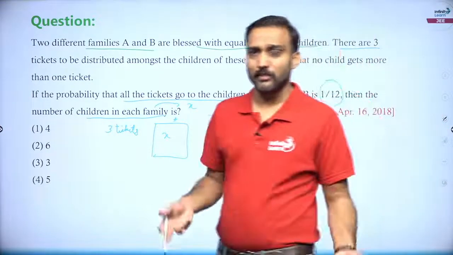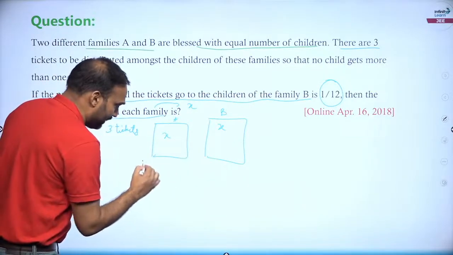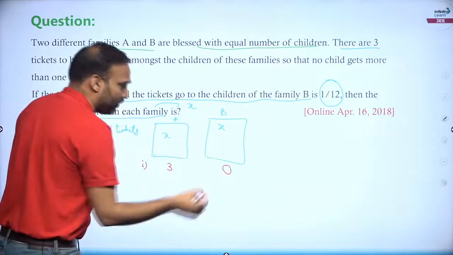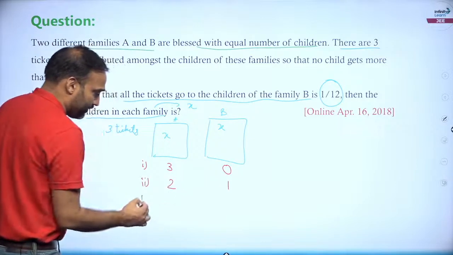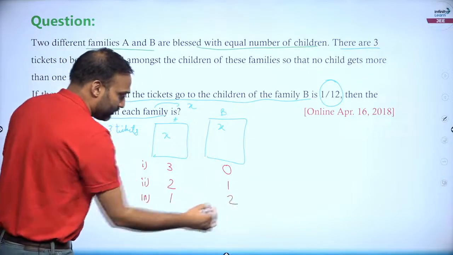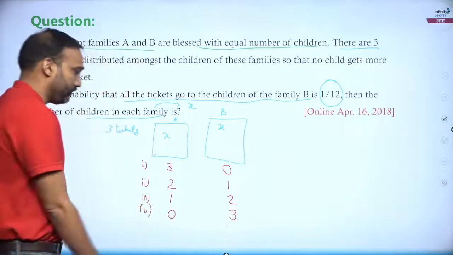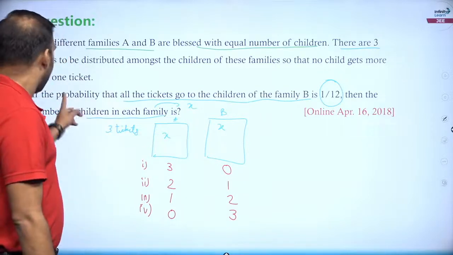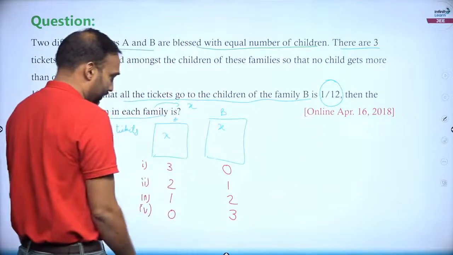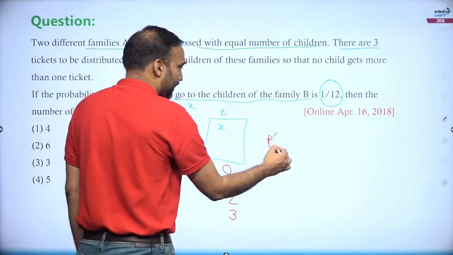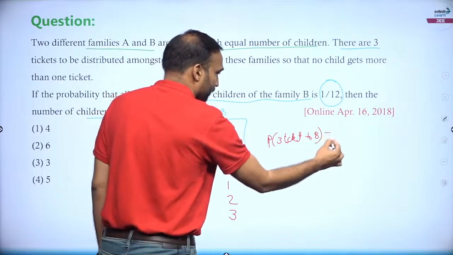Sample space is all the possibilities. So now family A, family B, I have 3 tickets. The first possibility would be 3 tickets go to family A, 0 go to family B. Second, 2 go over here, 1 goes over here. Third, 1 goes over here, 2 go over here. Fourth, 0 go over here and 3 go over here, right? So these are the possibilities. I know one probability: the probability that all the tickets go to the children of family B is 1 by 12, right? So let us find out the probability that 3 tickets go to B.